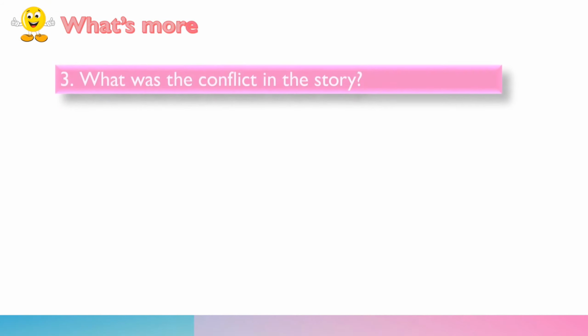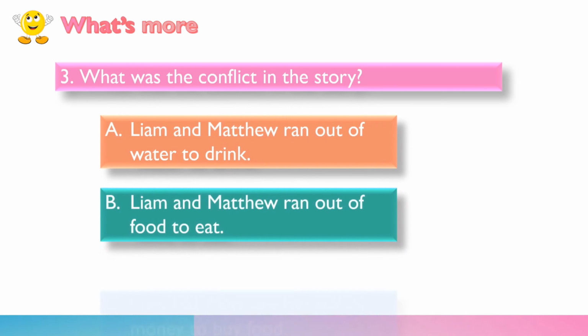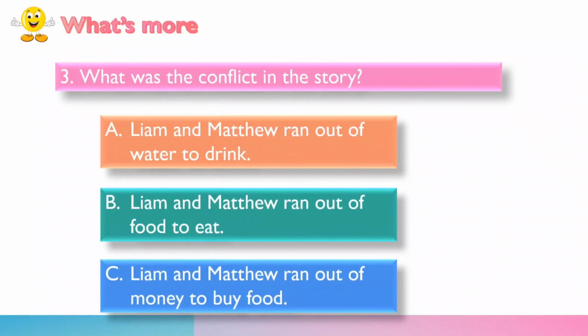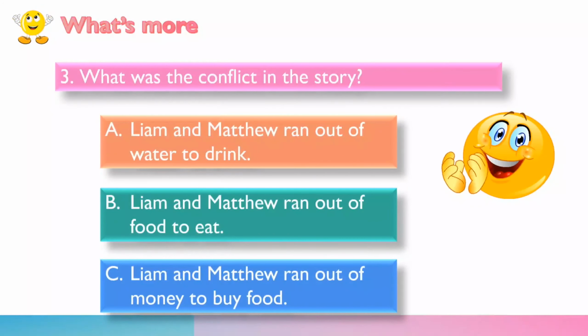Number 3. What was the conflict in the story? Is it A. Liam and Matthew ran out of water to drink? B. Liam and Matthew ran out of food to eat? C. Liam and Matthew ran out of money to buy food? Very good. It's Liam and Matthew ran out of food to eat.